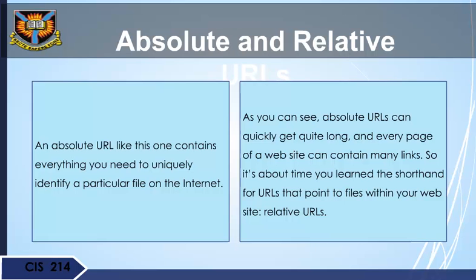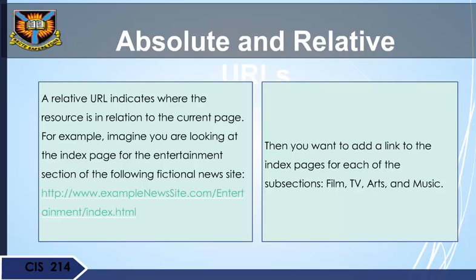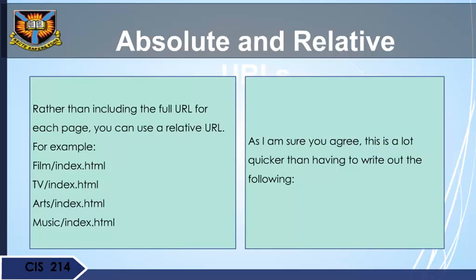Relative URLs. A relative URL indicates where the resource is in relation to the current page. For example, imagine you are looking at the index page for the entertainment section of the following fictional news site. Then you want to add a link to the index pages for each of the subsections: film, TV, art, and music. Rather than including the full URL for each page, you can use a relative URL.